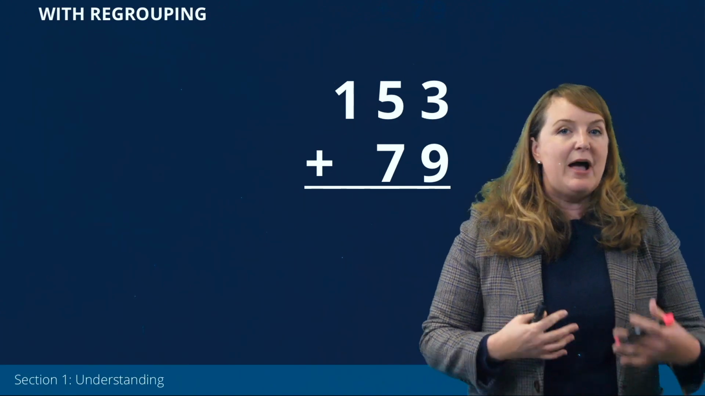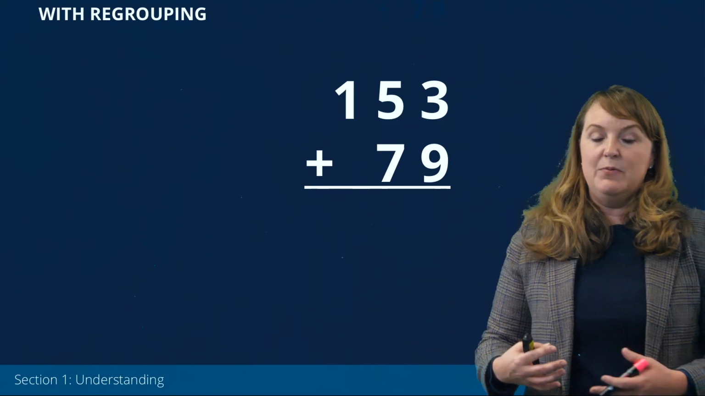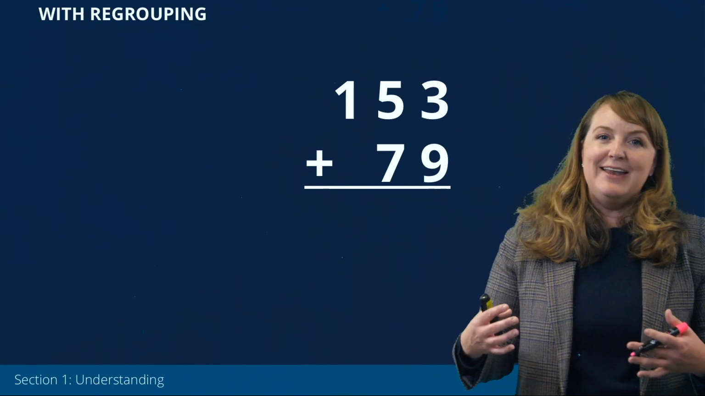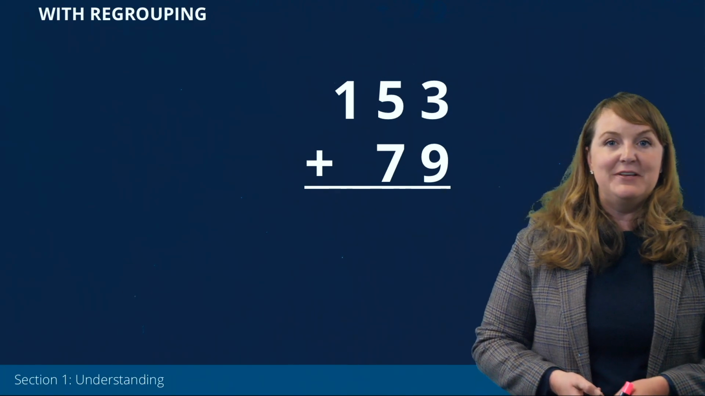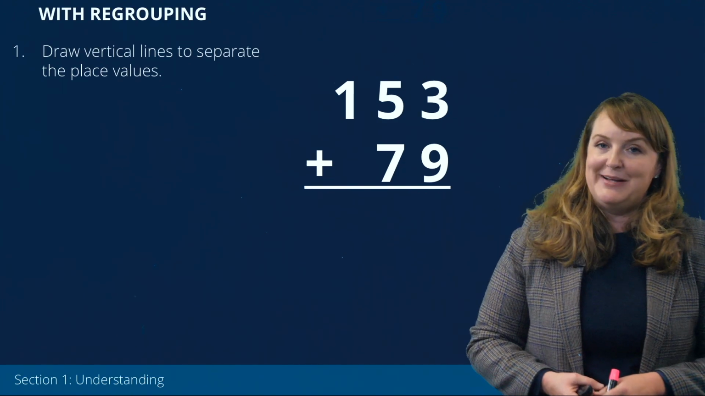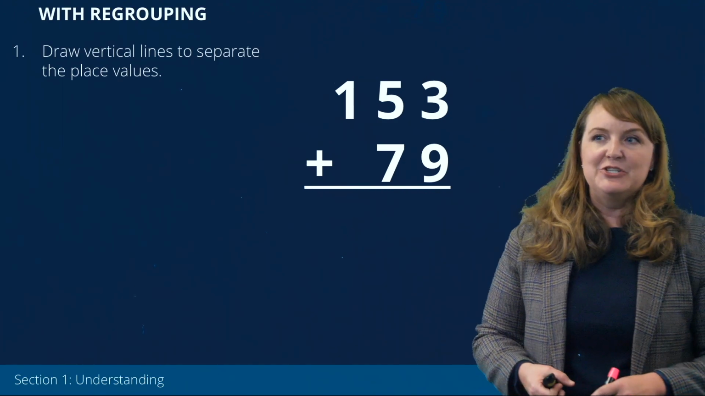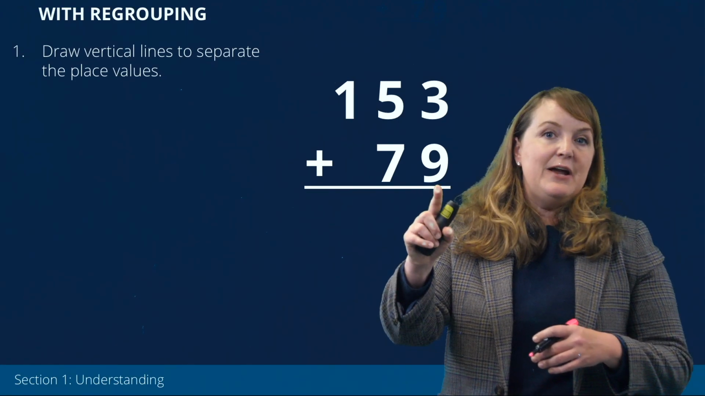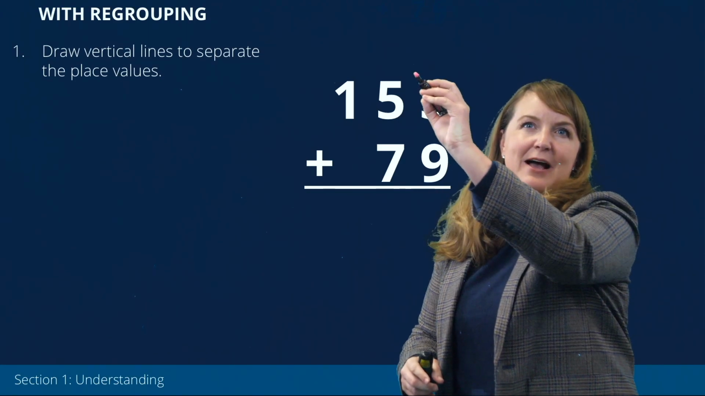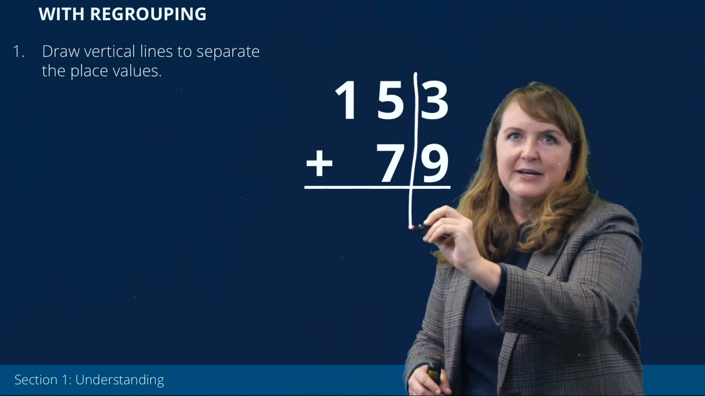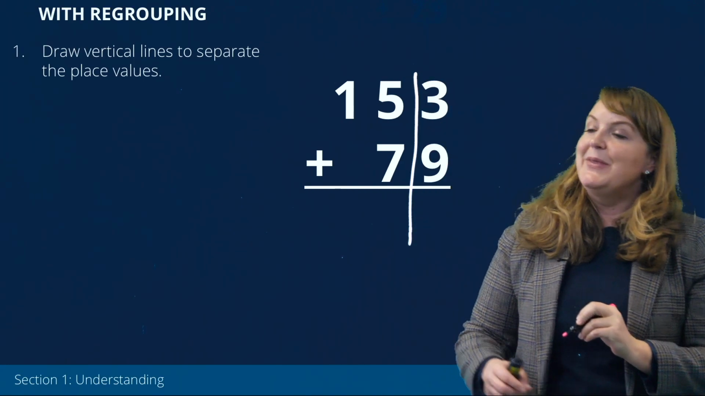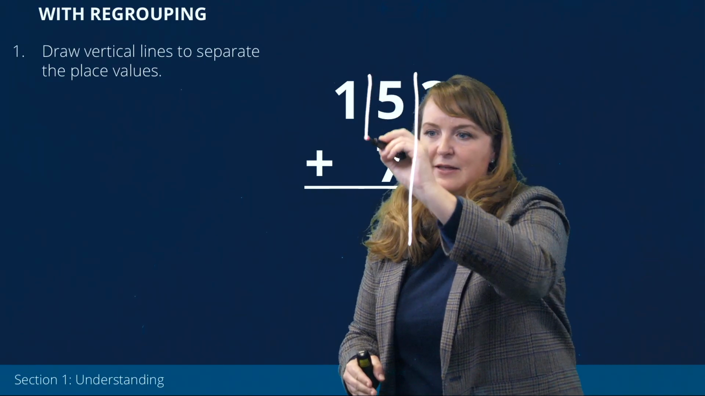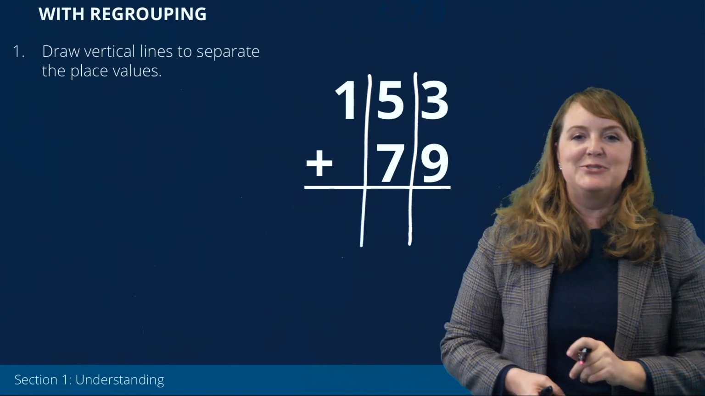So now let's think about how to support students as I solve a problem without those virtual tools or those hands-on tools. And let's think about solving 153 plus 79 with our paper and pencil. So what's the first thing we should do? First, let's draw those vertical lines to separate the place values. Here I have a ones place and a tens place. I'm going to go ahead and draw a vertical line down there to separate those place values. And I see a tens place and a hundreds place. Let's go ahead and draw a vertical line there to separate those place values too.